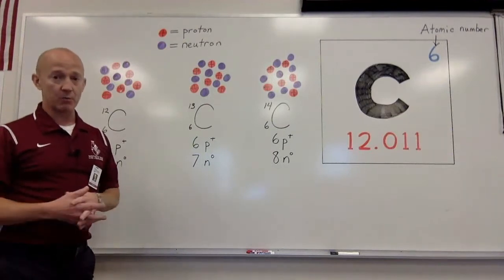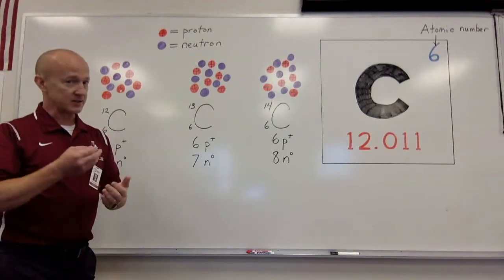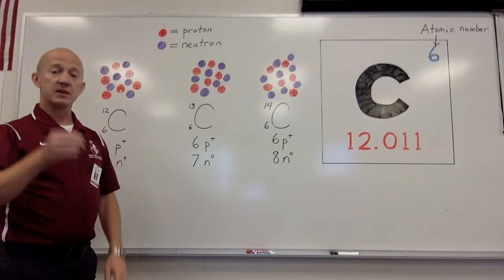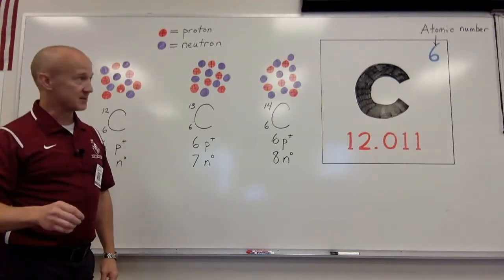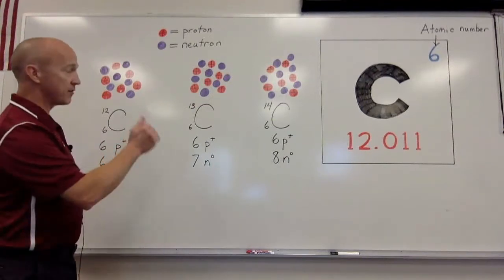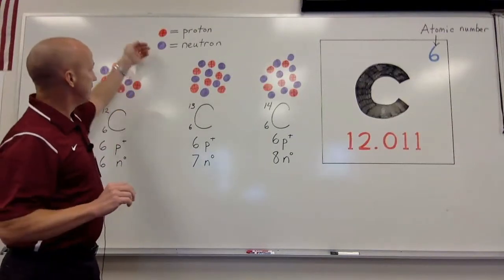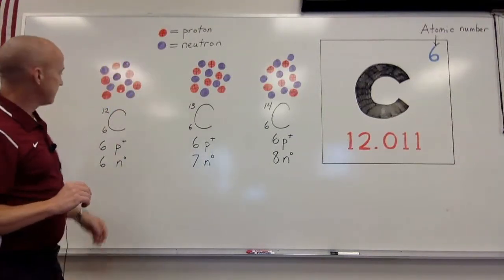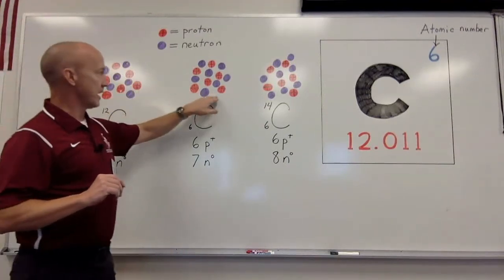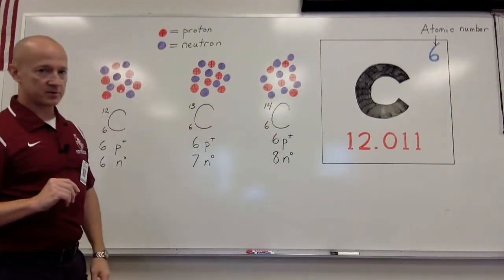And it has to be that way because carbon has 6 protons. It doesn't have 7. It doesn't have 5. It doesn't have 80. Carbon has 6 protons. The atomic number of carbon is 6. Remember? Okay, so they all have the same amount of protons, but you'll notice that they have different numbers of neutrons. This first one, for example, has 6 neutrons. The second one has 7 neutrons, and the third one has 8 neutrons.